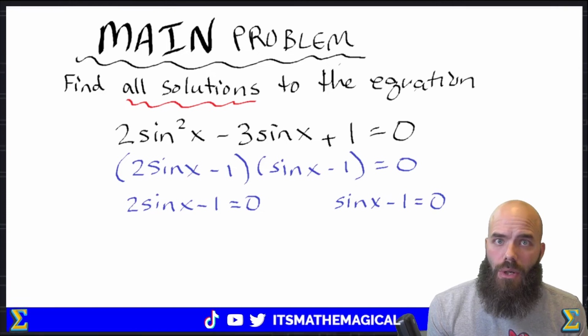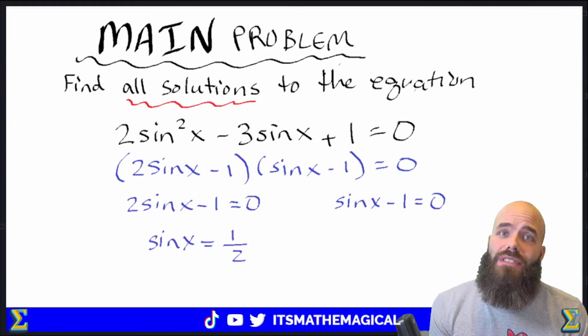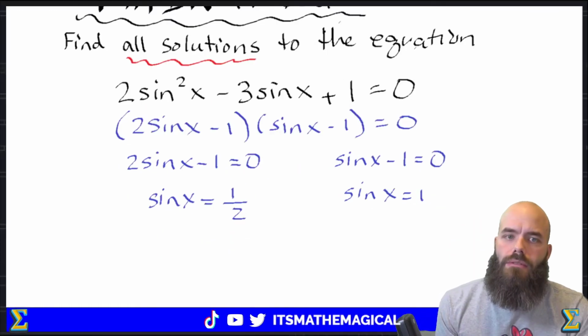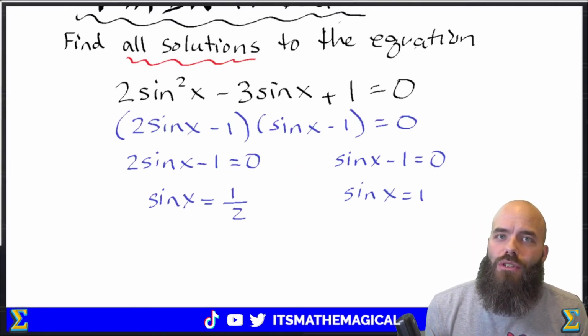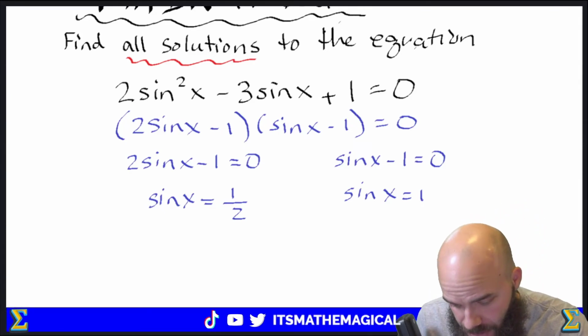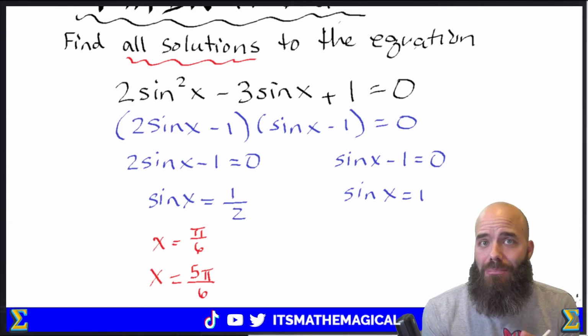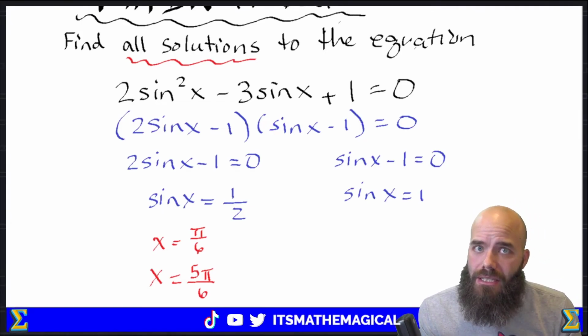So in the left equation, you'll have sine x is equal to 1/2. In the right equation, you'll have sine x is equal to 1. And then find where on the unit circle your y values are 1/2, and those will be at these angles, pi over 6 and 5 pi over 6. Remember, we're looking for all solutions, so we're going to say plus 2 pi n and define n as being an integer.